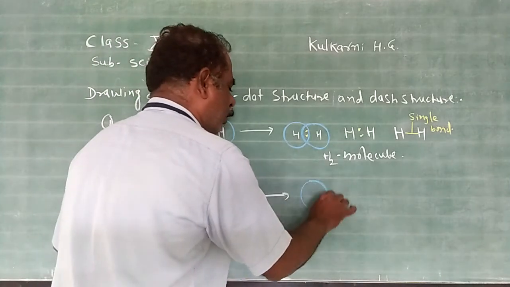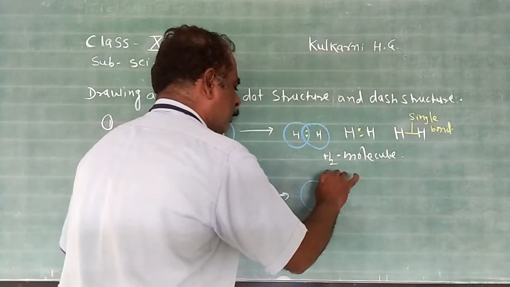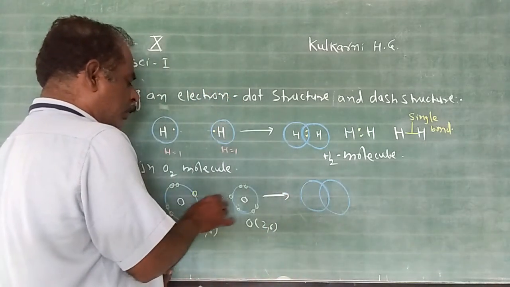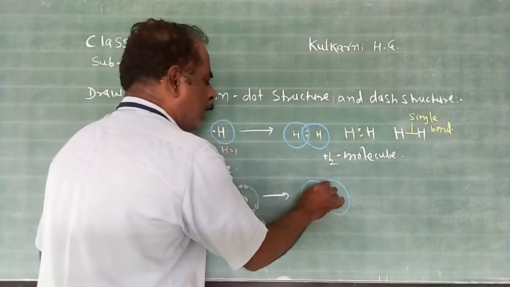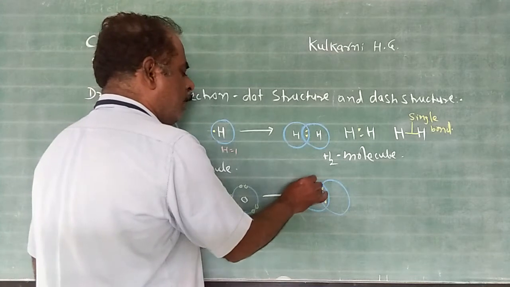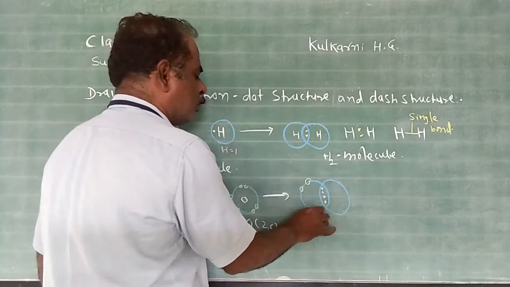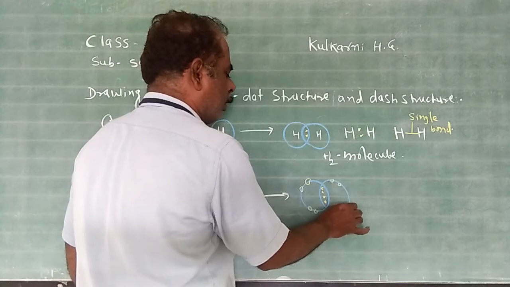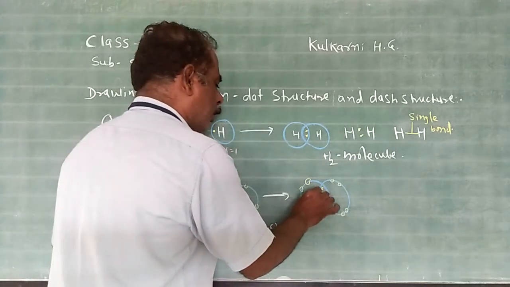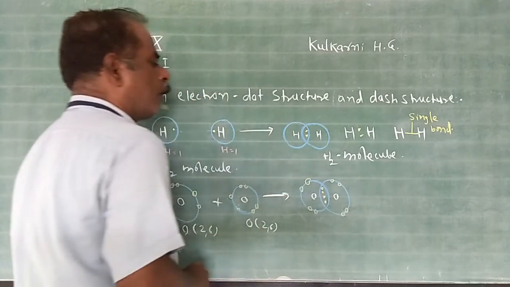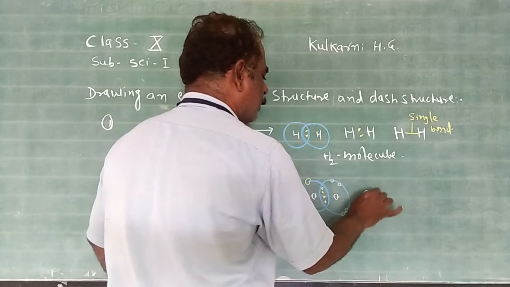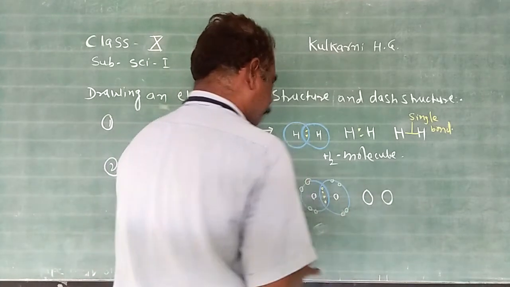Sharing of electrons is denoted by the overlapping circles. How many electrons are shared? 2 electrons, 2 electrons, that is, 4 electrons are shared, denoted on the overlapping region. The remaining 4 electrons of each oxygen atom are drawn on these circles. This is the dot electronic structure of the O2 molecule. This is one oxygen atom, another oxygen atom.